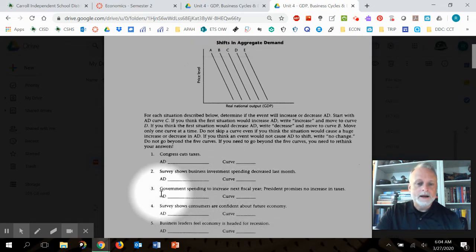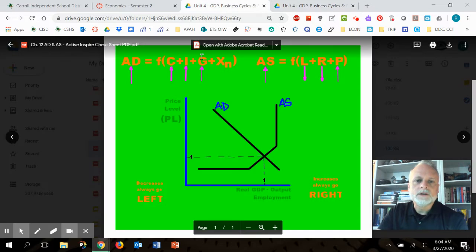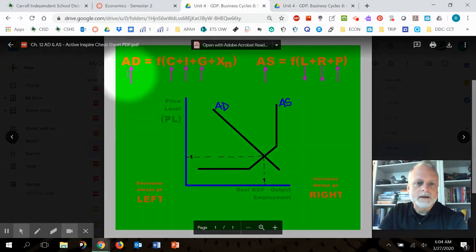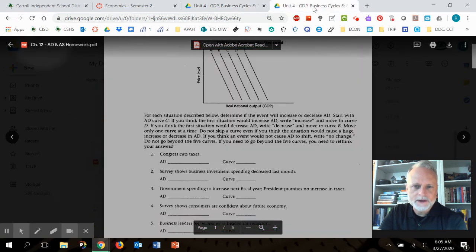Government spending to increase next fiscal year. President promises no increase in taxes. Government spending will increase. Therefore, my G is pointing upward, right? That means on your cheat sheet, if you look back here, then you should be able to see the same thing, right? So do go back and forth here. I'll try to model that for you as we go through, okay?